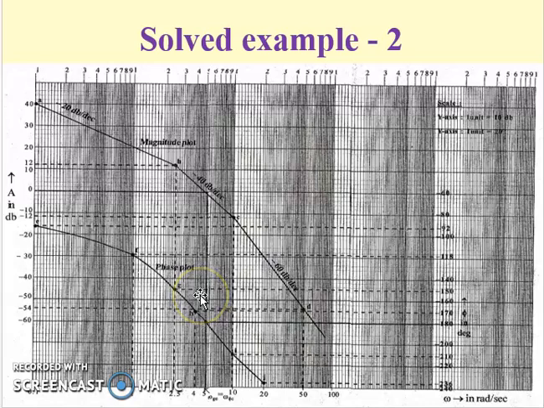So in this particular question, your gain crossover frequency and phase crossover frequency are one and the same, and hence your system is going to be marginally stable or limitedly stable. You can't say that your system is stable, and neither can you say it is unstable. So a system where omega PC is equal to omega GC is known as a relatively stable, marginally stable or limitedly stable system.